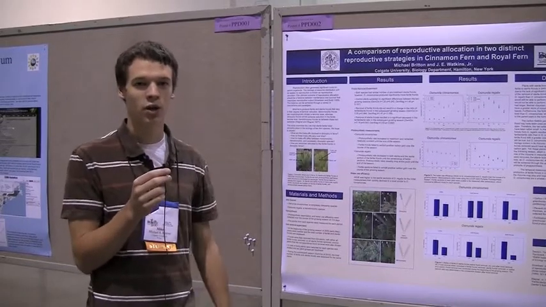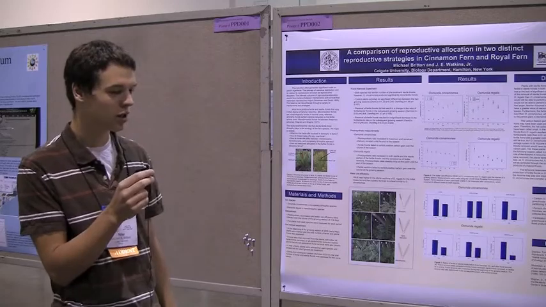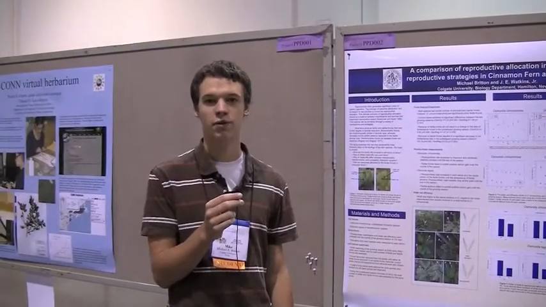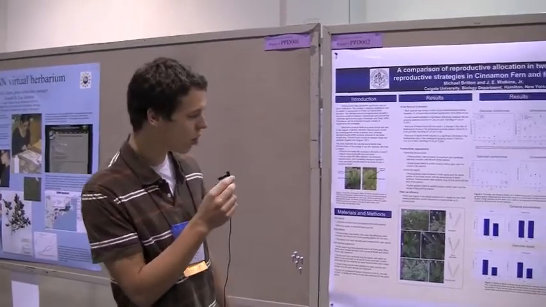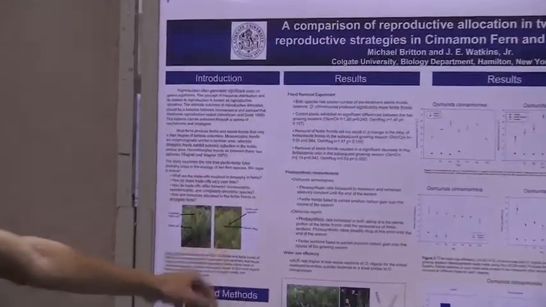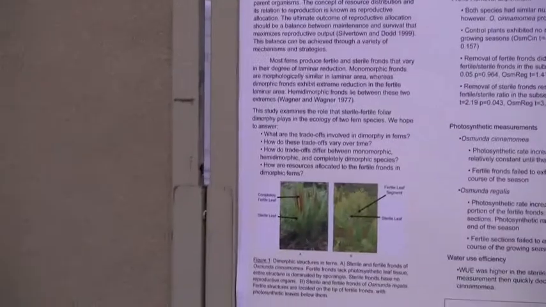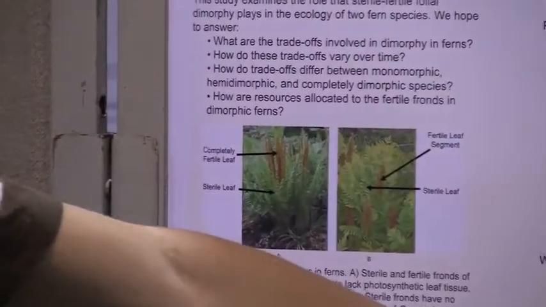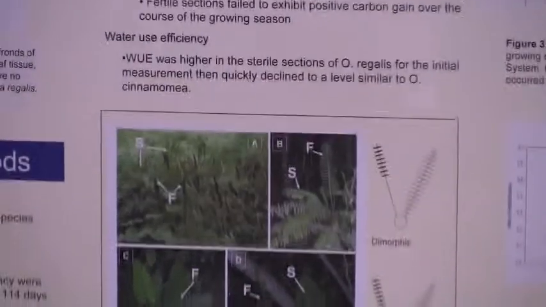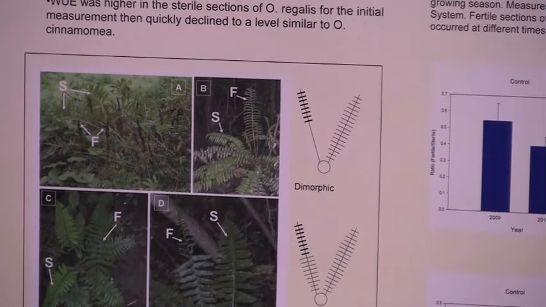My name is Michael Britton, and I am presenting a poster on a comparative study I conducted on two distinct reproductive strategies in ferns, looking at the completely dimorphic cinnamon fern, right here, and the hemidimorphic royal fern, right here. And what that means is when it's completely dimorphic, there are sterile fronds, which are completely photosynthetic lamina, whereas the fertile fronds are completely reduced to mostly sporangia.